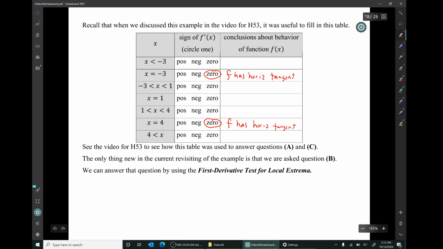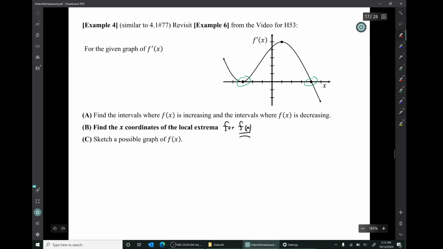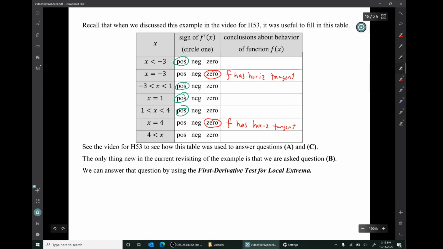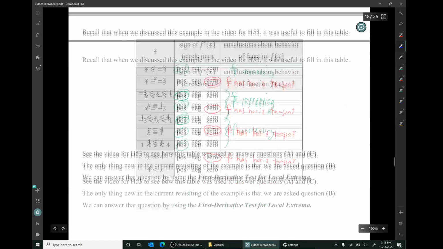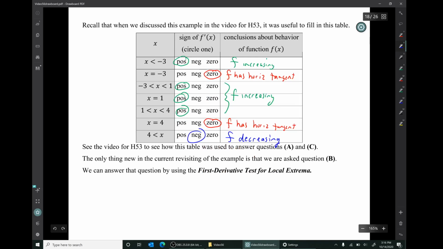And then we noticed that on this interval and on this interval, f prime is positive. That corresponds to f being increasing. But on this interval, f prime is below the axis. F prime is negative. So that's how we answered the questions about f being increasing and decreasing, and we made a graph as well. You can look back at that video to remember how that graph looks.